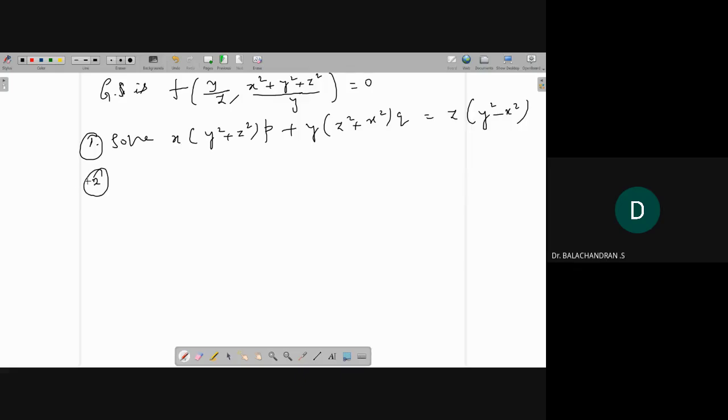Second problem, solve (y plus z) p plus (z plus x) q equal to x plus y. We'll do one more problem. You can try to solve these two problems. Otherwise, we will discuss this problem again next Monday.